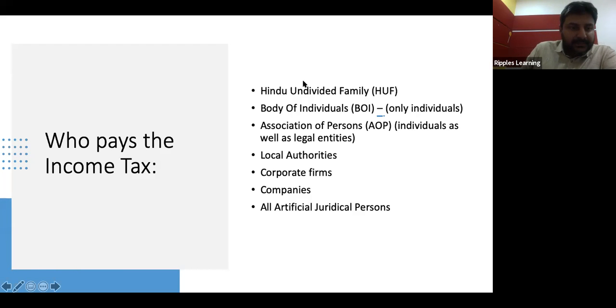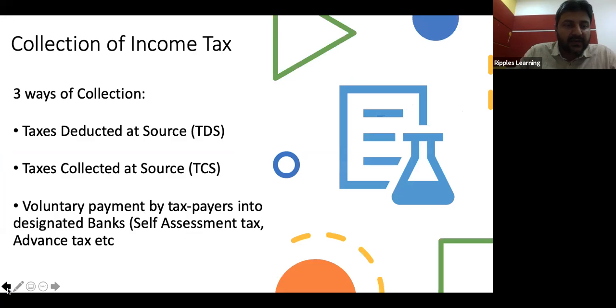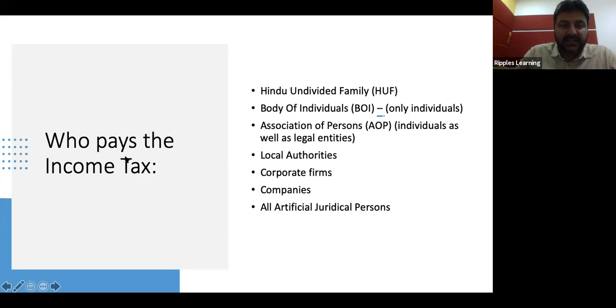Is that clear? Okay, now just a quick brief. We talked about direct and indirect taxes. Income tax is a direct tax. We created an understanding of this. We also talked about taxes in terms of how taxes are collected. And we also talked about the various structures in terms of who goes about paying the income tax, right?